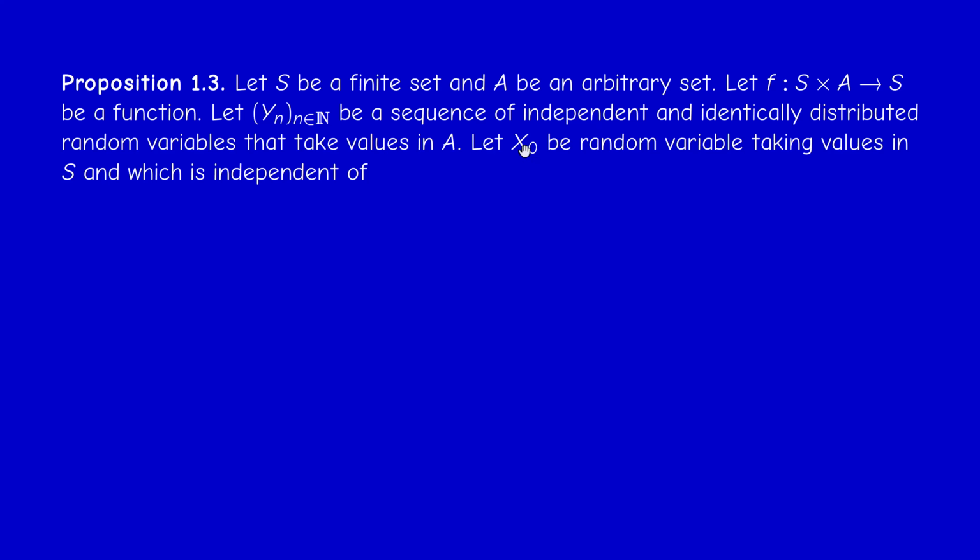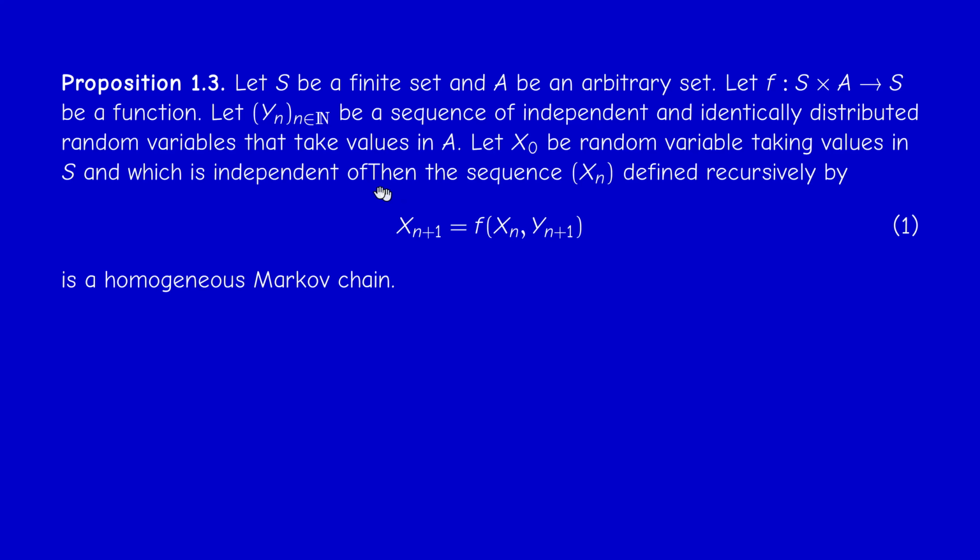And moreover, consider an initial random variable x0 taking values in S, which is independent of the Yn. Then we construct by induction the following sequence. We start from x0, and then we put x1 equal f of x0 and y1. Okay, it's perfectly defined actually now. And then we reiterate this process with x0 replaced by x1 and choose another y2 independent from the previous one.